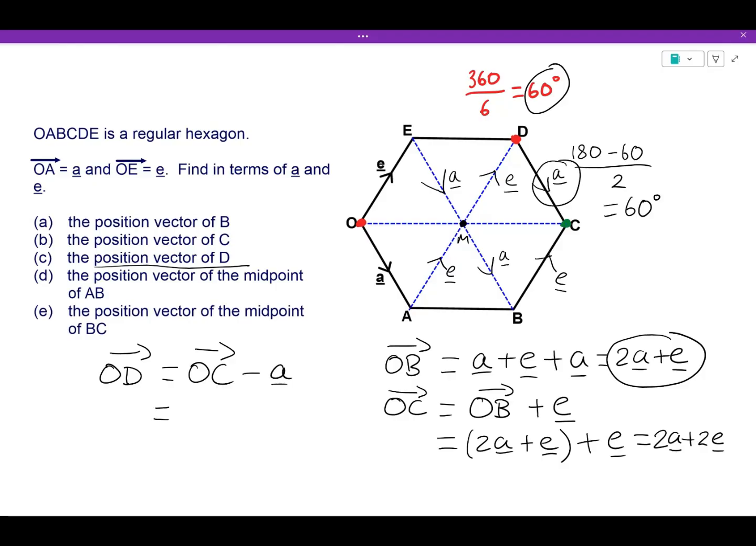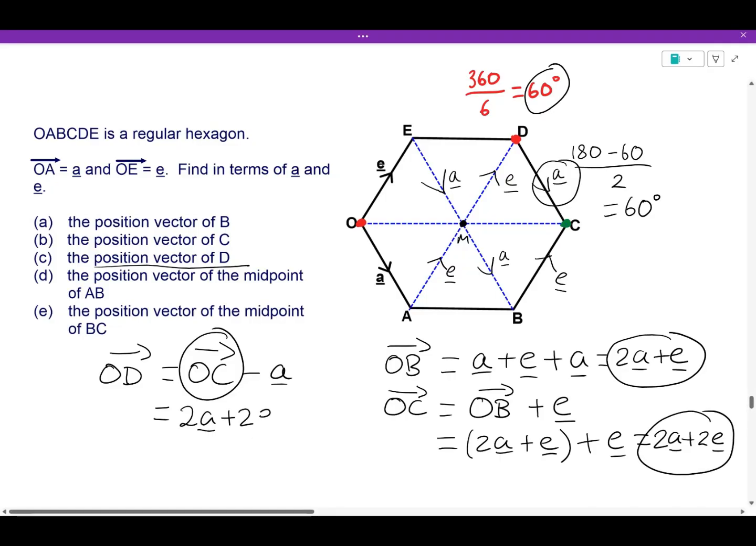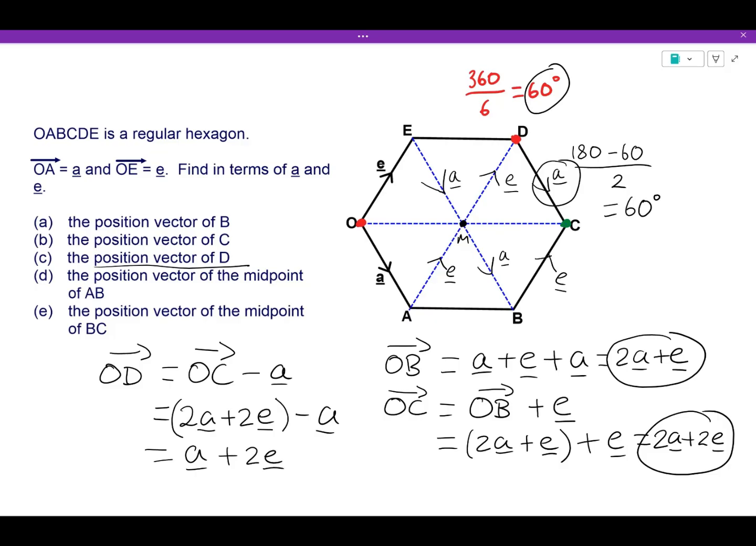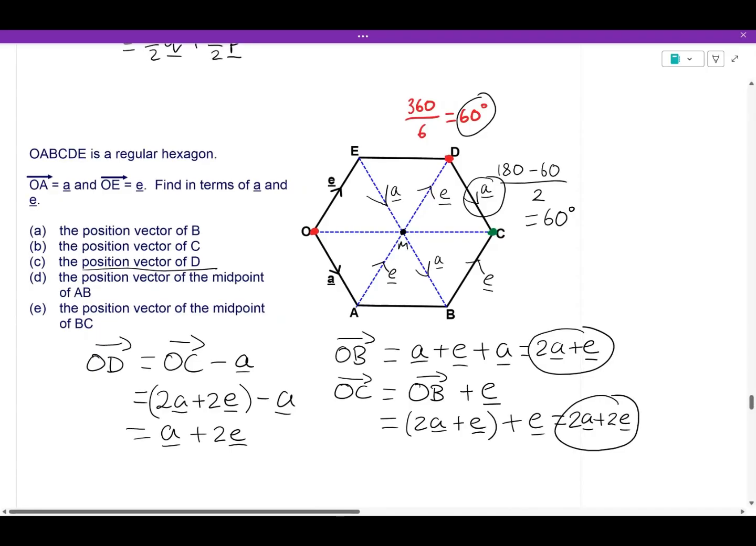Okay, so this is equal to O to C, which is this vector over here, 2A plus 2E. And then I am going to subtract off the A here. Now, if we simplify this, 2A subtract A is 1A. So we get 1A plus 2E as my final answer. And that was probably quicker than going through each vertex individually. So do always be on the lookout and see if you can use the previous part of the question to assist you. Now let's look at part D, which is the position vector of the midpoint of AB.